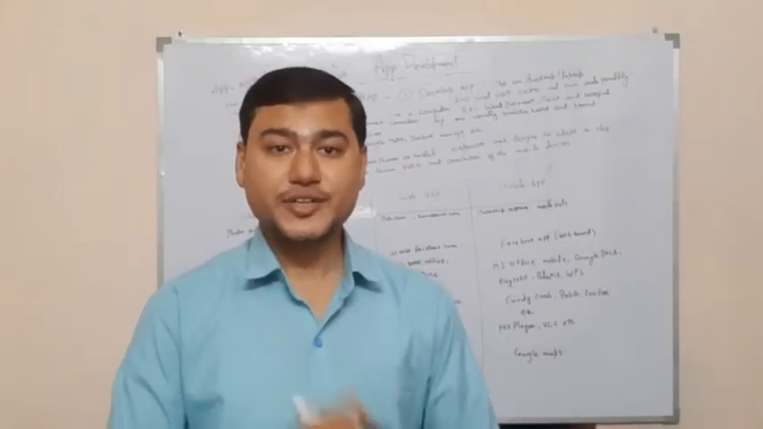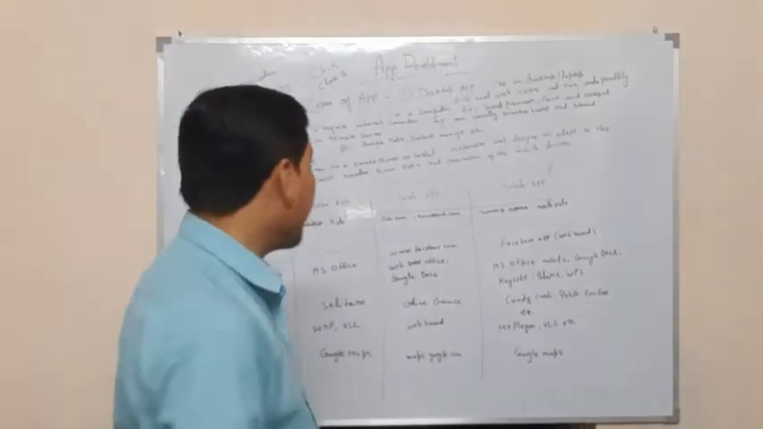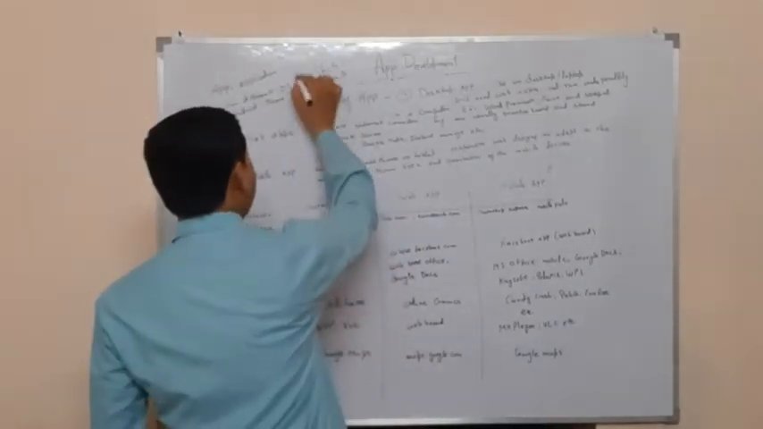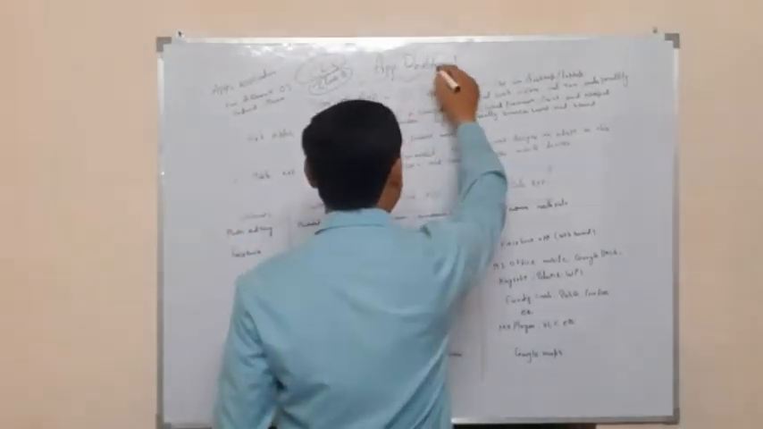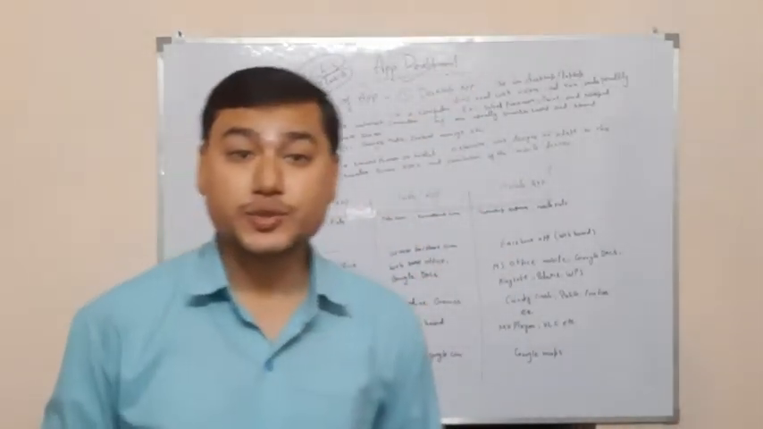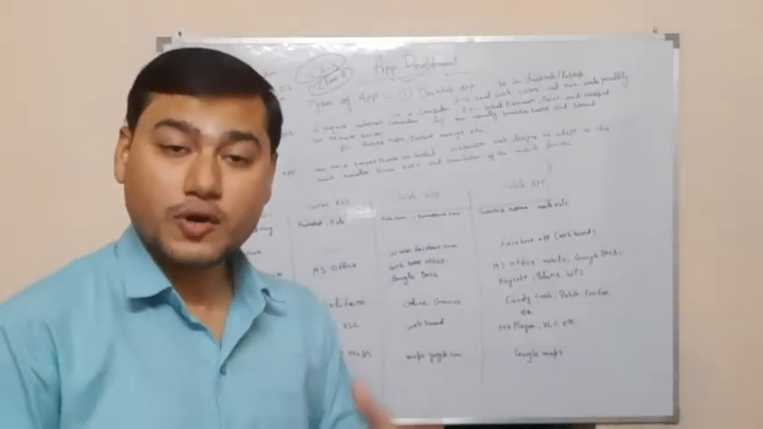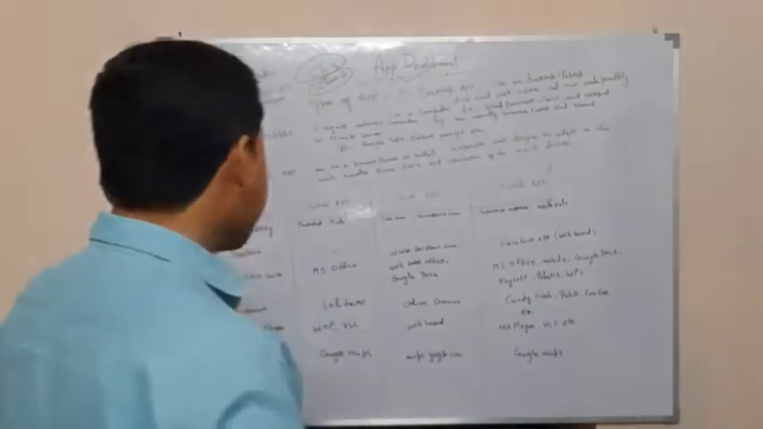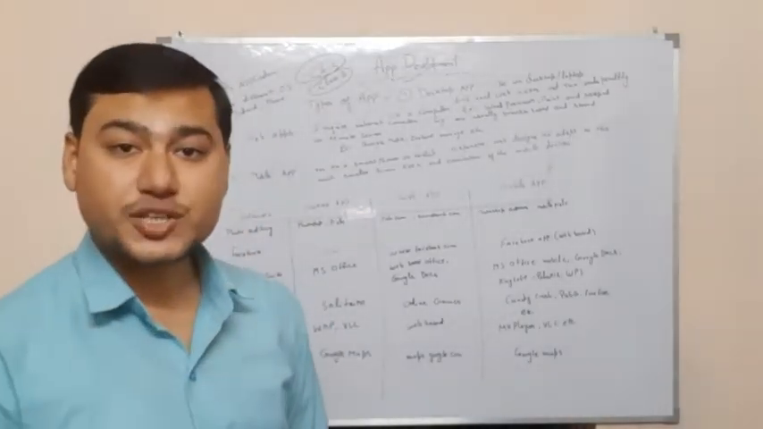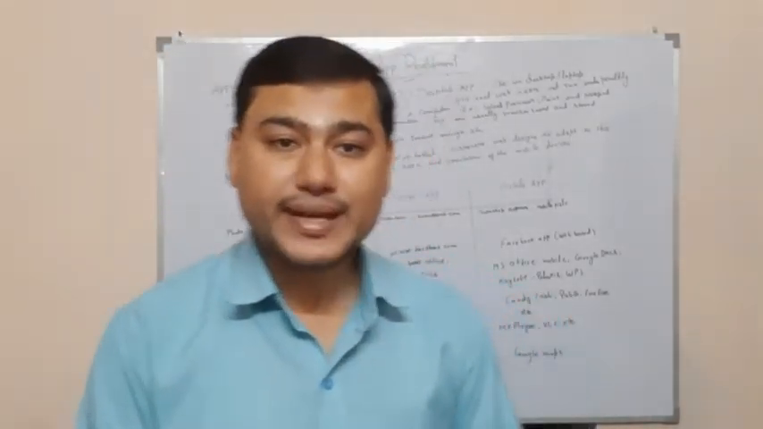Today in this video I am going to talk about chapter 5 of class 8, which is app development. Today we are going to learn about app development. So the first thing we are going to start with is: what is an app? The abbreviation of app is application.